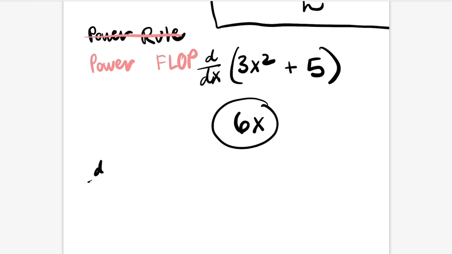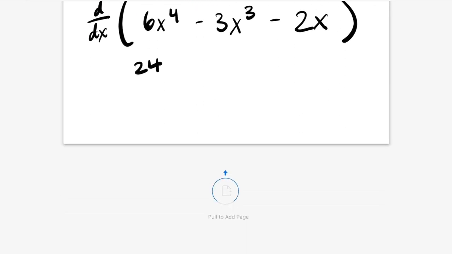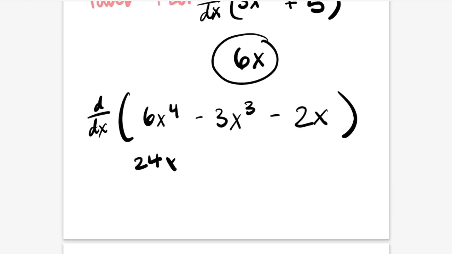So let's do another one. Let's take the derivative. Let's do something with higher power. Let's do 6x to the 4th minus 3x cubed minus 2x. Okay, So same concept here. We're going to multiply the 6 by the 4, the coefficient by the exponent. So that gives us 24. 24x, and then it's going to be the exponent minus 1. So 24x to the 3. Okay, great. We just took the derivative of that little thing.